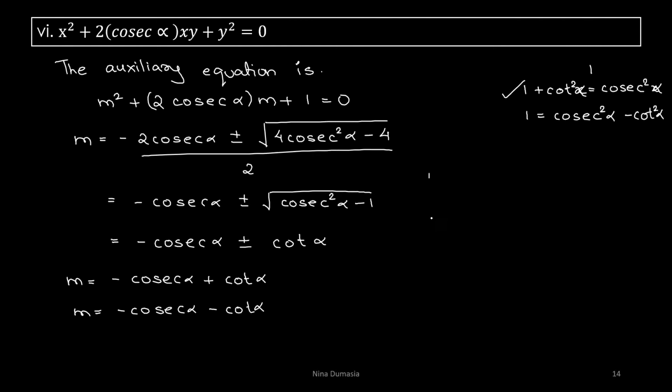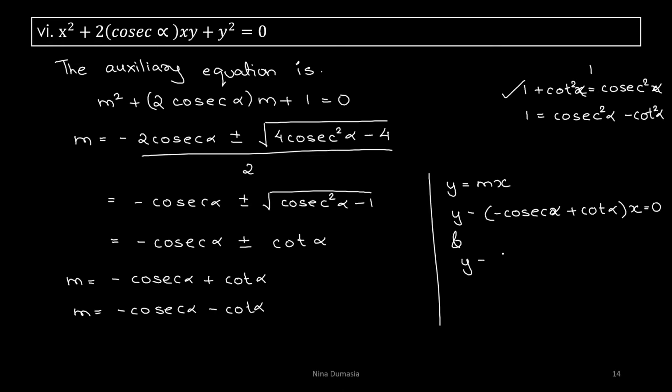and therefore our two lines are, y is equal to mx type, right, so it will be y minus cosec alpha plus cot alpha into x is equal to 0 and y minus cosec alpha minus cot alpha into x is equal to 0. Okay, so these are your separate equations.